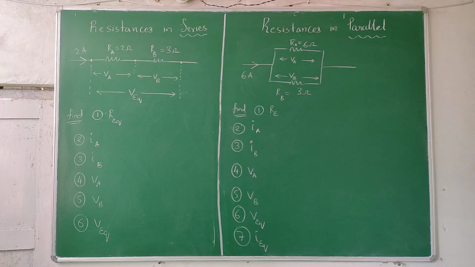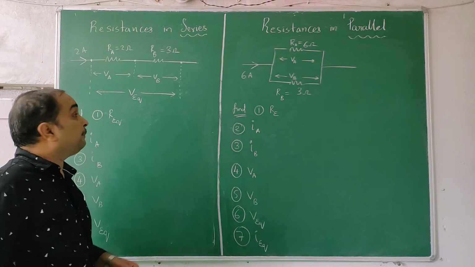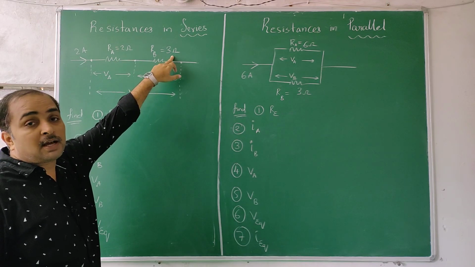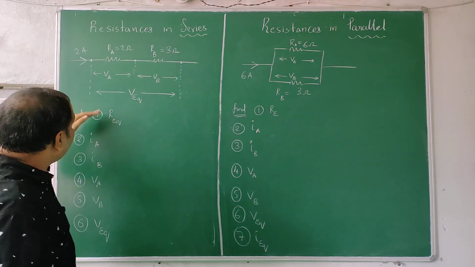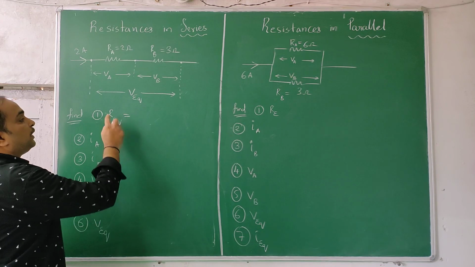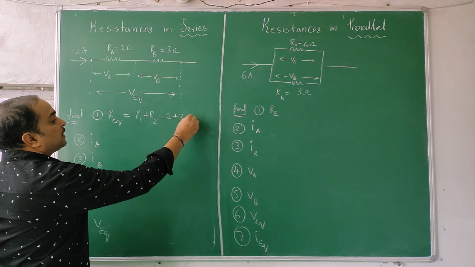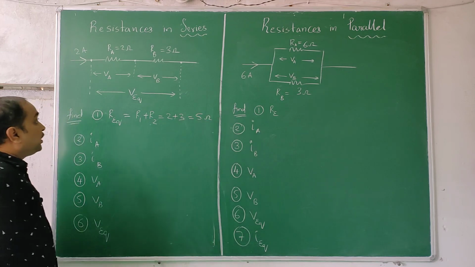The students are given two simple problems. Let me see. This resistance is RA and it is equal to 2 ohms. This resistance is RB, that is equal to 3 ohms. Find several things. They are asking you to find R equivalent. R equivalent is R1 plus R2 in series, that is 2 plus 3, that is 5 ohms. Now they want IA and IB.